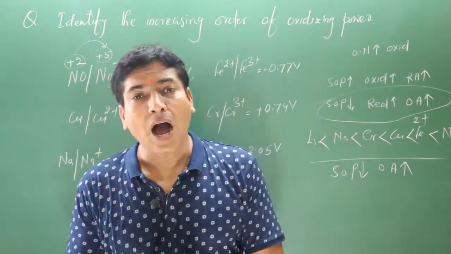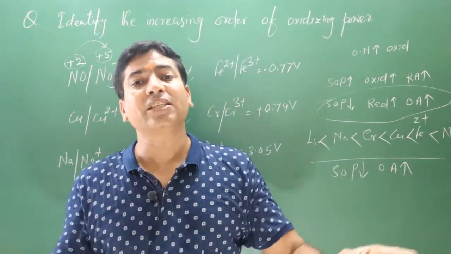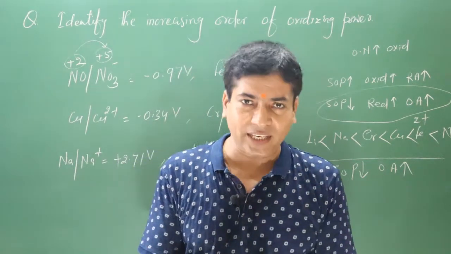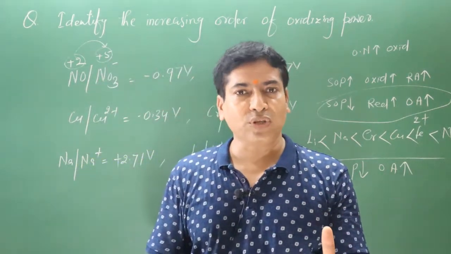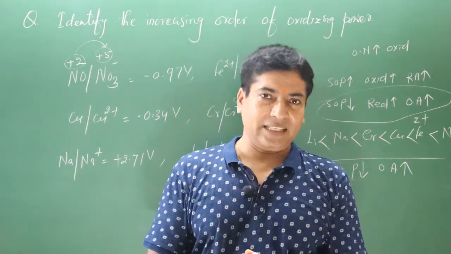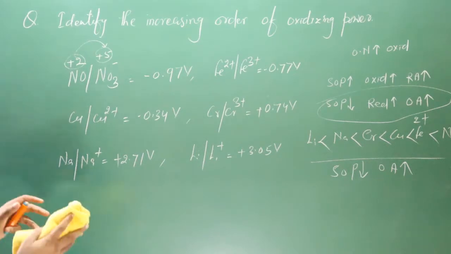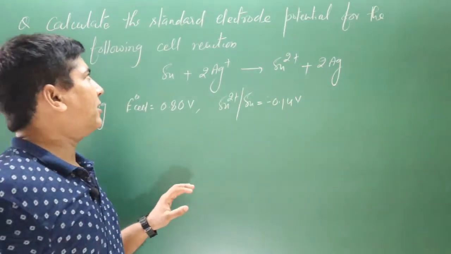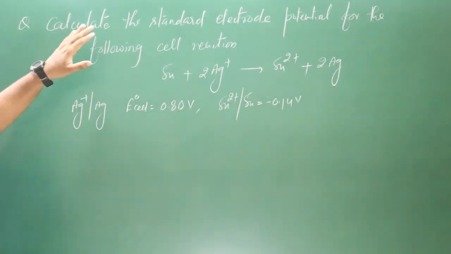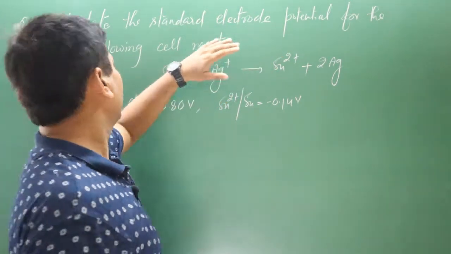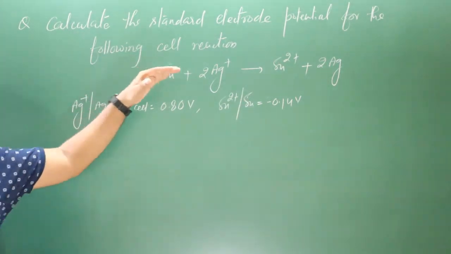Now we discuss how to calculate electrode potential in a complete cell reaction. For a redox reaction, we can say complete cell reaction. So now we are going to calculate electrode potential for the complete cell reaction, meaning for the redox reaction. The next question is related to standard electrode potential. The question says: calculate the standard electrode potential for the following cell reaction. This is a complete cell reaction, meaning it is a redox reaction.